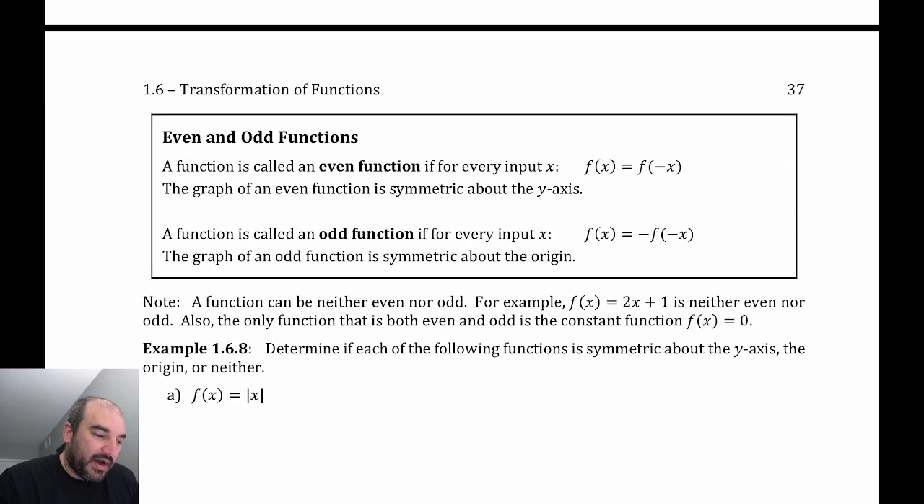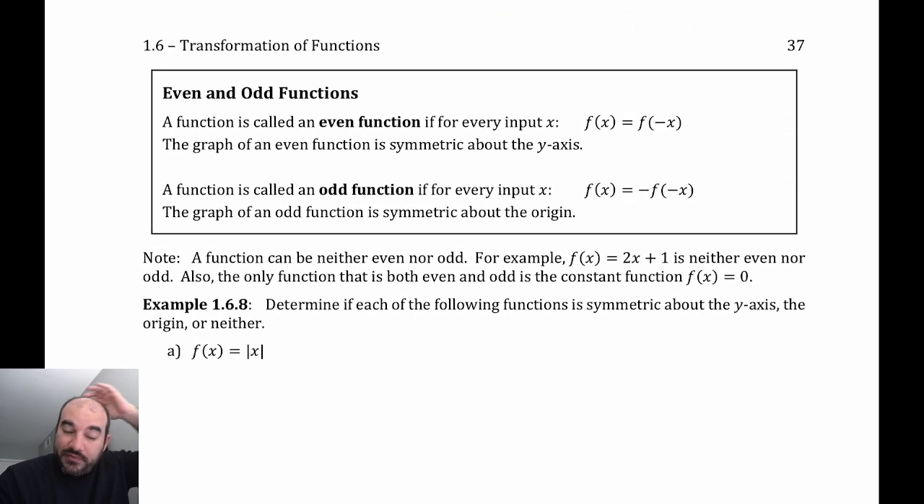Let's talk about how to determine whether a function is even or odd using algebra. Looking at a graph, we can say, okay, this looks symmetric about the y-axis, so it's going to be even, or it's symmetric about the origin, so it's going to be odd. But if we don't have a graph, if we just have some function like the absolute value function, for example, we should be able to do it algebraically as well. So let's look at these.